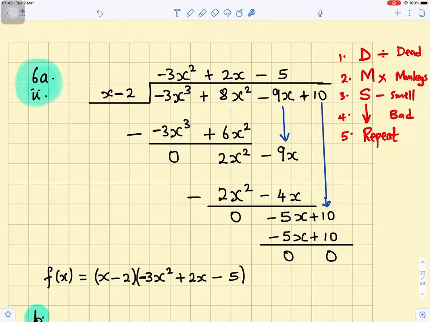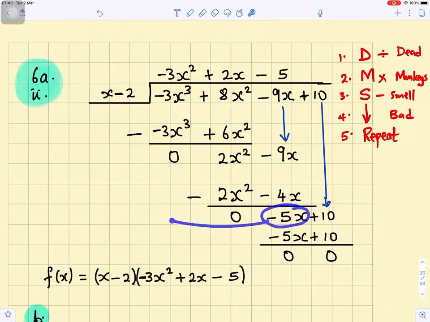And the next thing is you subtract. 2x squared minus 2x squared is 0. Minus 9x minus minus 4x: minus and minus becomes a plus. It becomes minus 9x plus 4x, which is minus 5x. Number 4, you bring down the 10. Number 5, repeat. You start again.